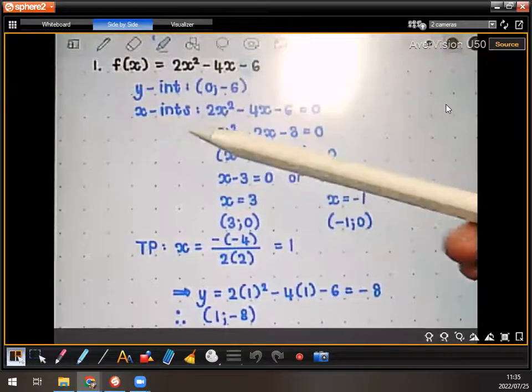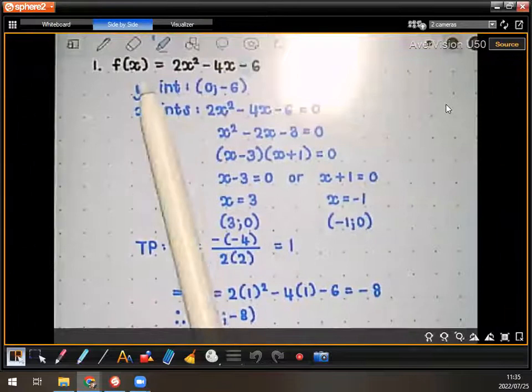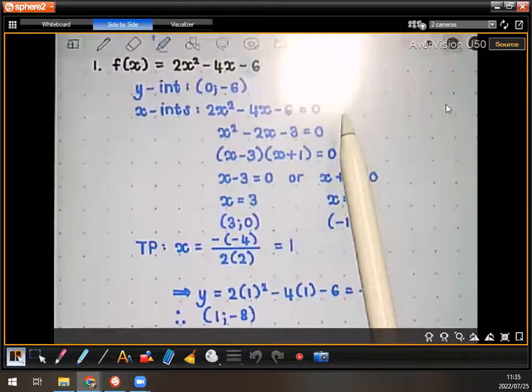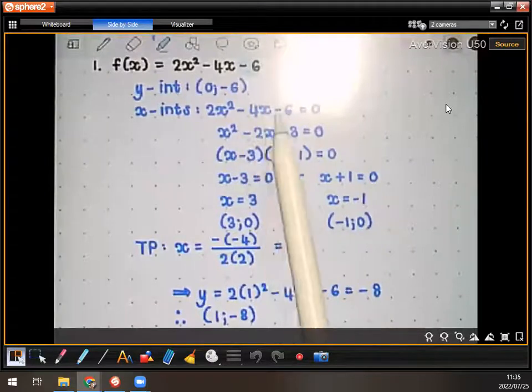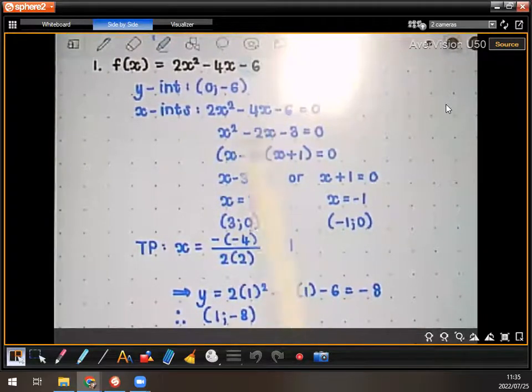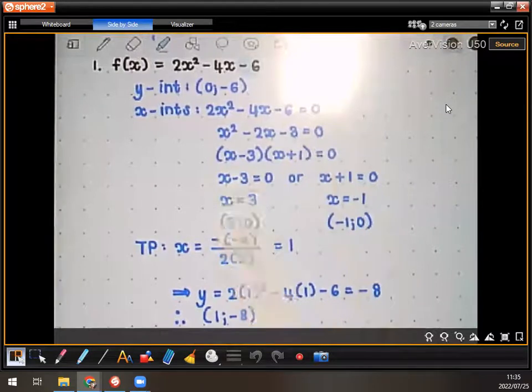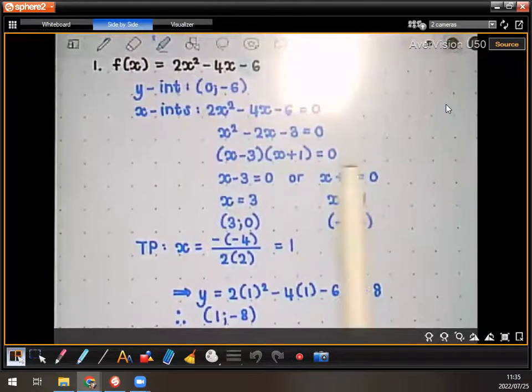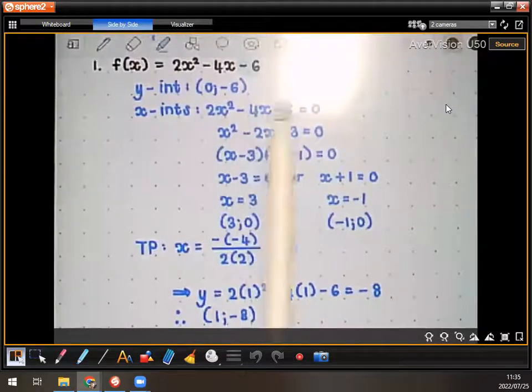For the x-intercept, you have to make y equal to 0, right? So you're going to take the whole equation and make y equal to 0. So the whole thing equal to 0. Now, guys, you could have just used the quadratic formula from this line already. Okay, if you wanted to. That's perfectly fine. What I did was I divided through by 2.